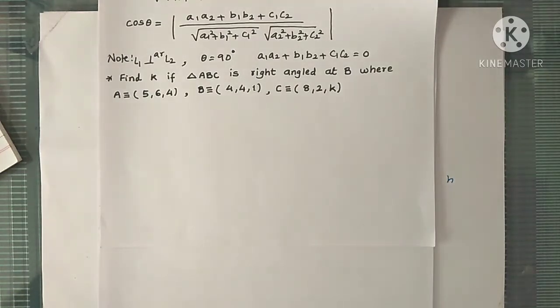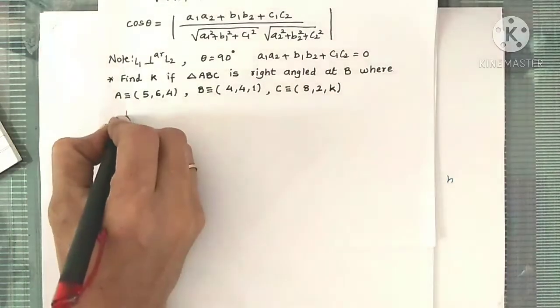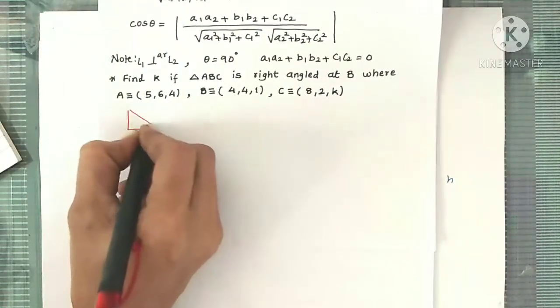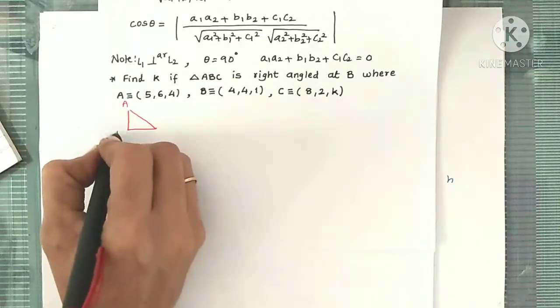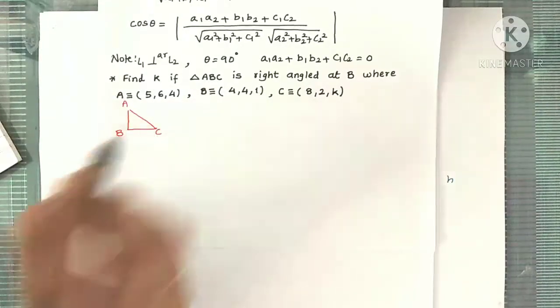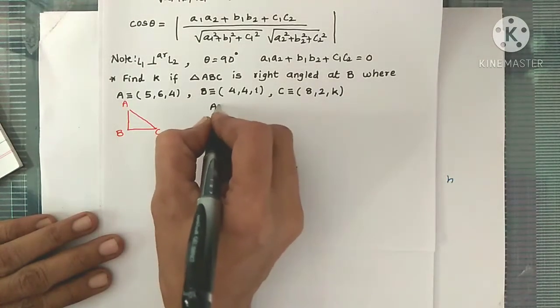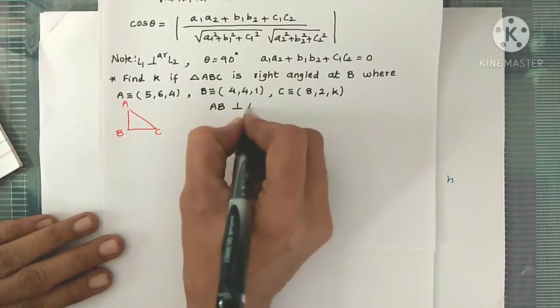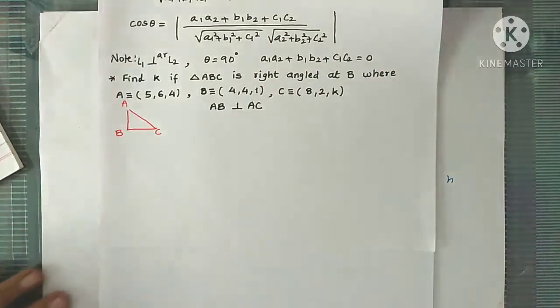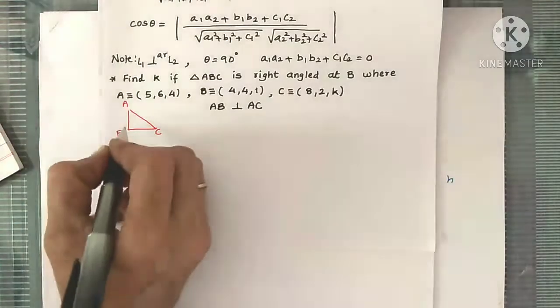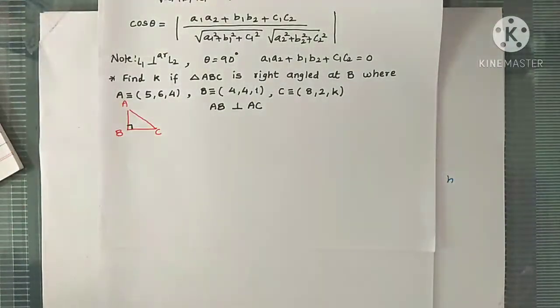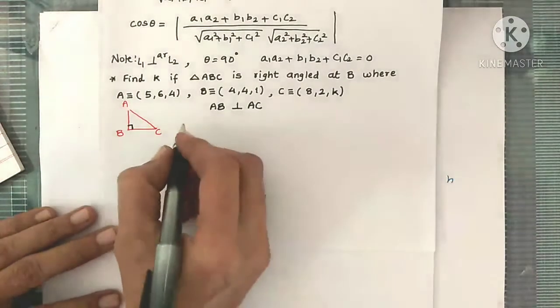Find k if triangle ABC is right angled at B, where the coordinates of A, B and C are given. So here the triangle is right angled at B. So we have angle B equal to 90 degrees. Or in other words, we can say that AB is perpendicular to BC. So if we find the direction ratios of AB and BC, then as theta is 90 here, a1 a2 plus b1 b2 plus c1 c2 is 0. So using that we can find k.